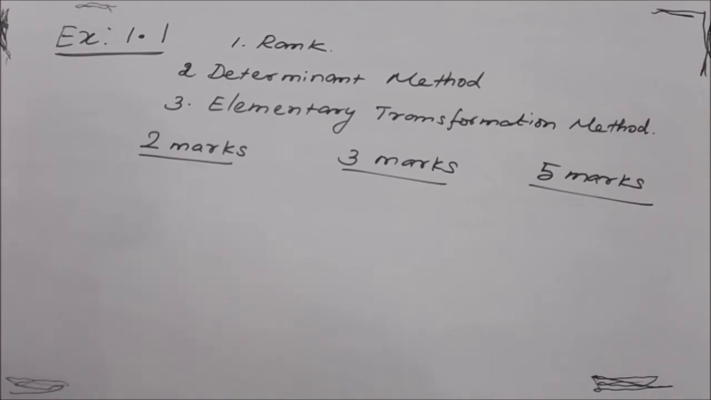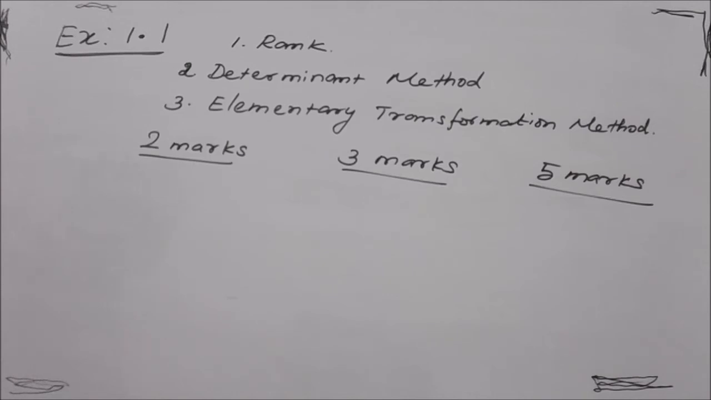And we move to the elementary transformation method after the determinant method. In the elementary transformation method, we apply some elementary transformations. They are very easy to apply. The first one is interchange of rows, the second one is multiplication of a row or column by a non-zero constant, and the third one is addition of a row with some other row multiplied by a non-zero constant, or a column with some other column multiplied by non-zero constants. Those things happen in the elementary transformation method while finding rank.